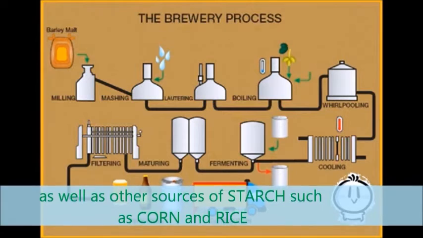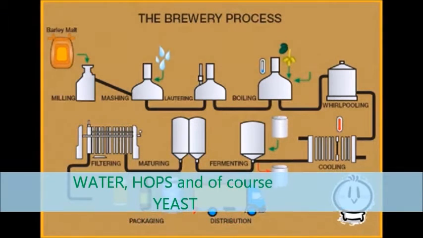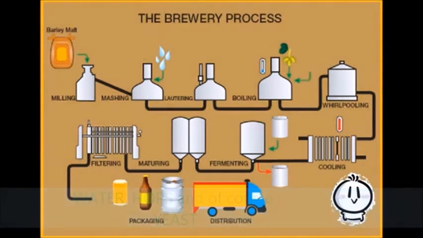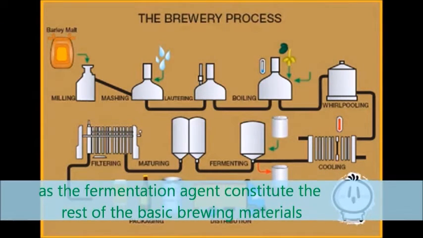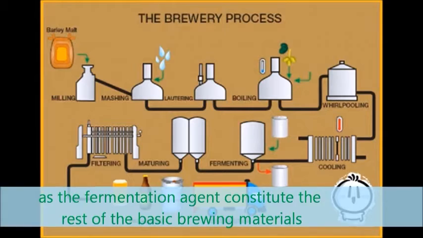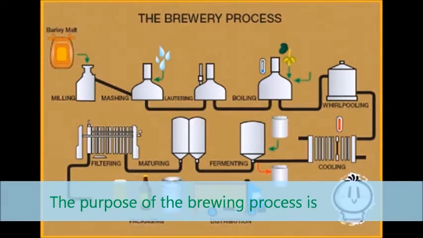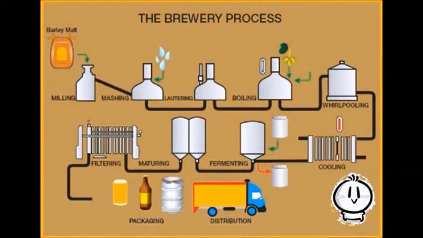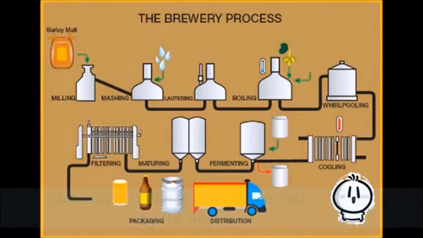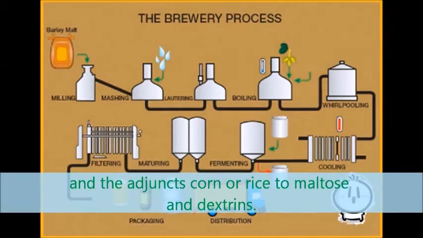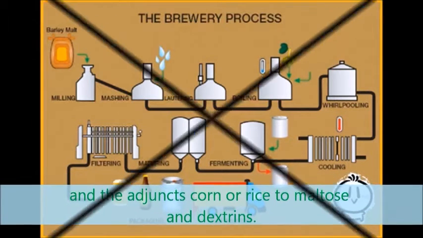such as corn and rice. Water, hops, and of course yeast as the fermentation agent constitute the rest of the basic brewing material. The purpose of the brewing process is the conversion of starch contributed by the malt and the adjunct corn or rice to maltose and dextrin.